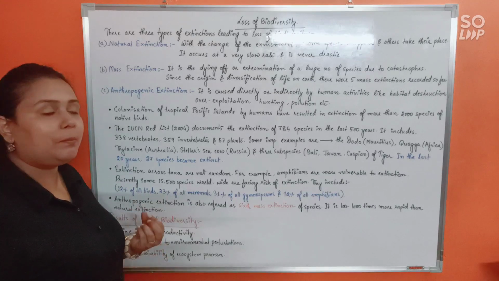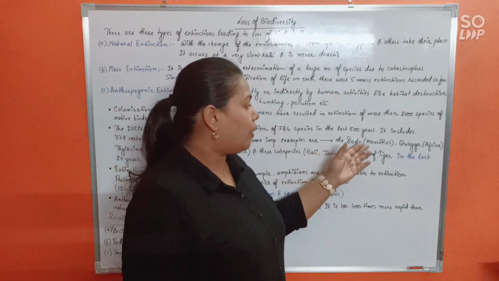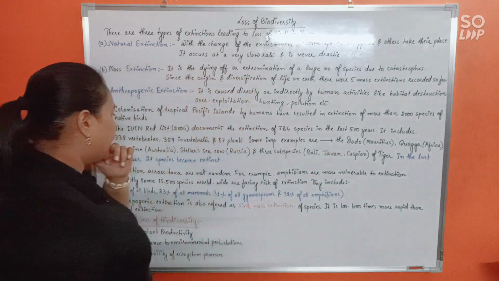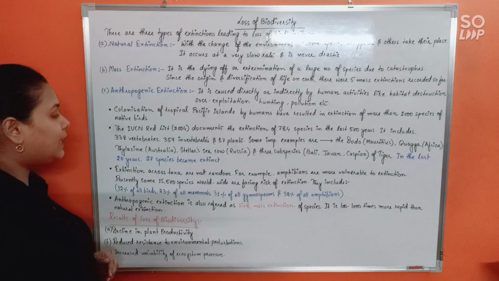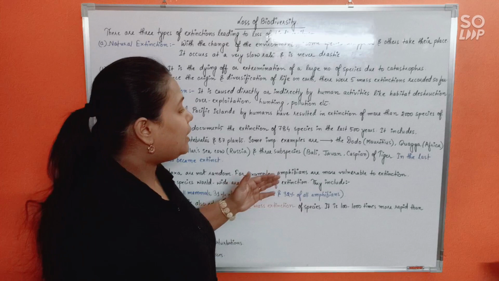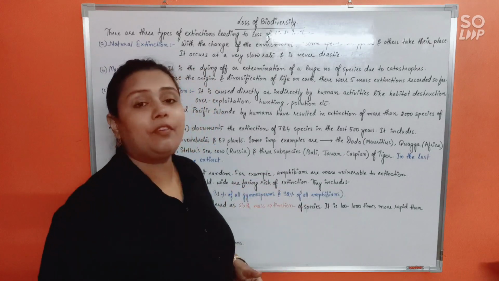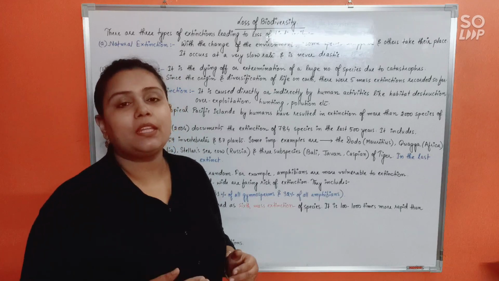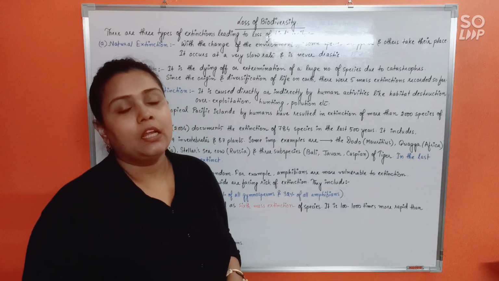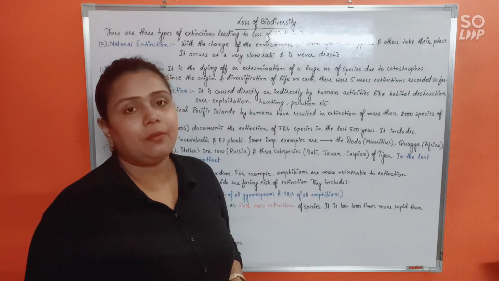If we go into some important examples, they would be the dodo from Mauritius, quagga of Africa, thylacine of Australia, Steller sea cow of Russia, and 3 subspecies, Bali, Javan and Caspian, of tiger. Examples such as these are very important. They have been asked many a times in the entrance exam as well. So from the entrance exam point of view as well, these examples are very important.